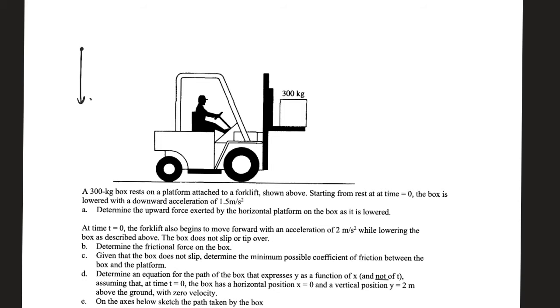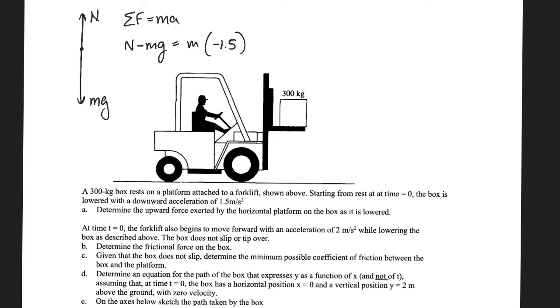There are two forces acting on the box. There is a downward force of weight, mg, and an upward force of normal, and they are not balanced because the system is accelerating downwards. So net force equals ma, and I'm not going to deal with x or y direction. This is a one-dimensional problem right now. So let's go with normal minus mg equals m times negative 1.5.